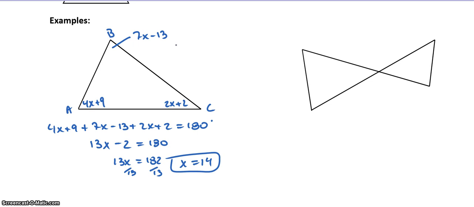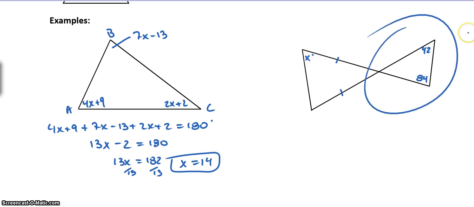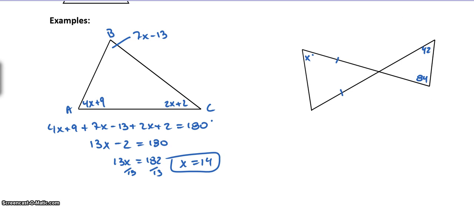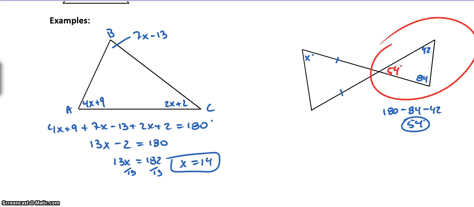Let's see if we can apply this. So I'm going to tell you, this one is 42. This one is 84. I'm going to tell you, this is an isosceles triangle, and I want you to find angle x. Alright, so first let's start with what we know. We know one angle is 42 and one angle is 84. So I could go 180 minus 84 minus 42, and that gives me 54 degrees. So we know this angle here is 54 degrees because this is one triangle here.